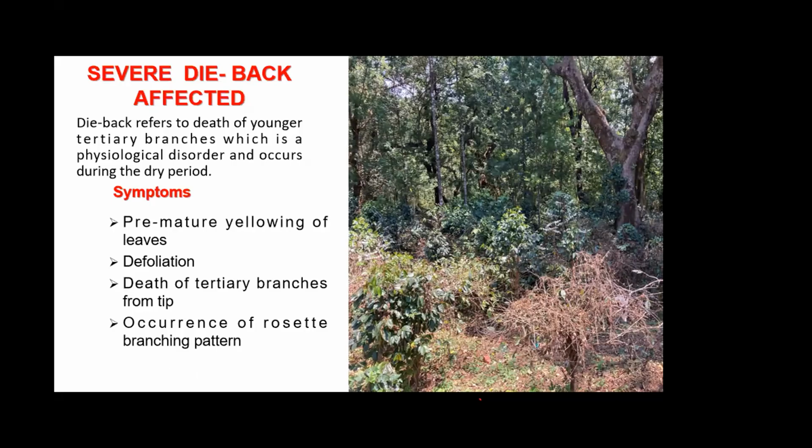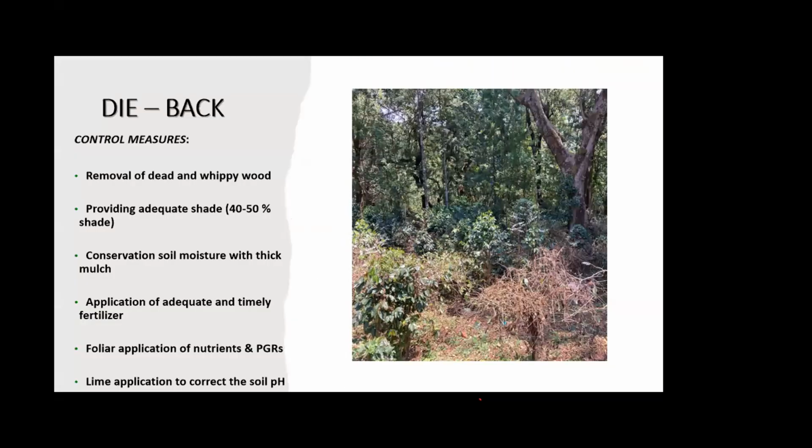The main problem is premature yellowing of the leaves will be seen, and later on it will be defoliated, and it leads to death of the tertiary branches also, and occurrence of rosette branching will be seen normally during the dry periods. So how to prevent these ones? You have to remove the dead and weepy woods. If anything is there, you can remove it and provide the adequate shades, and conserve the soil moisture with thick mulch. You should not expose to the high temperatures, because whatever water is present in the soil will be evaporated. So if you provide the optimum shades, soil moisture will be retained in the soils.